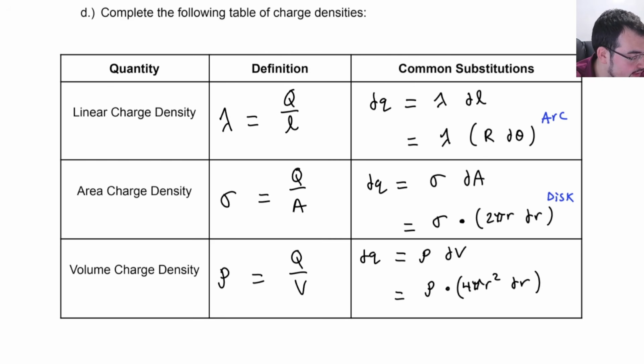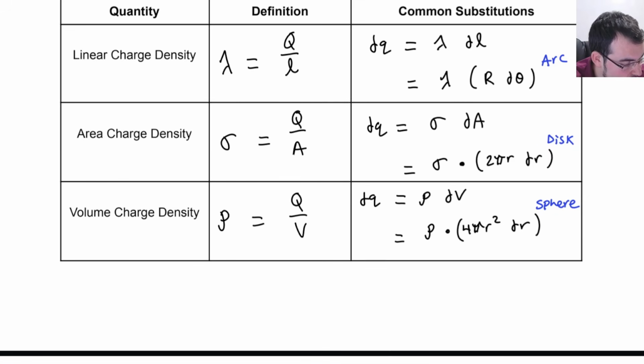And this is our volume element for a sphere. It's just the sphere area times the thickness. Or if you have a cylinder, the volume element for a cylinder would be 2 pi r L dr for a cylinder.